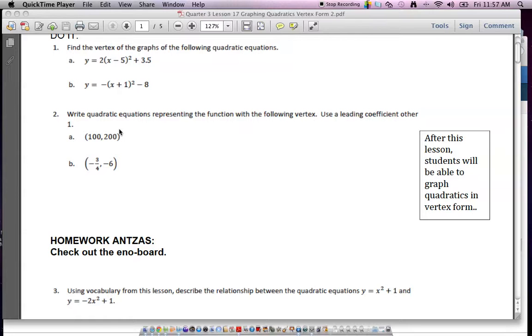Find the vertex of the graphs of the following quadratic equations. Now, before we start answering these questions, I want to just take a moment to remind you of the vertex form that we talked about yesterday, and it was this. Y equals a times (x minus h) squared plus k.